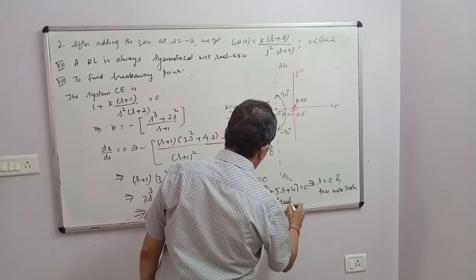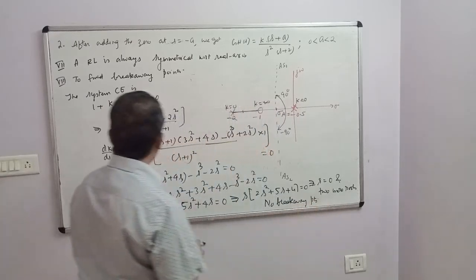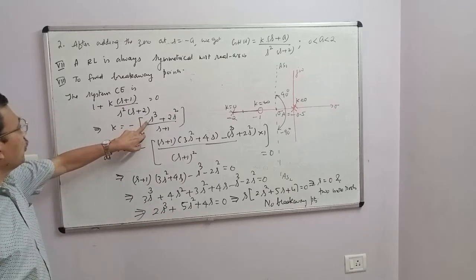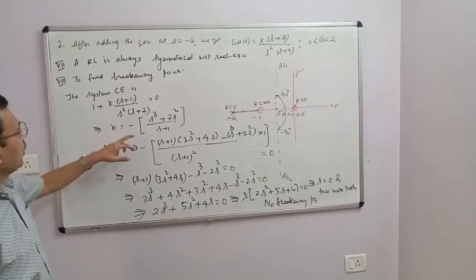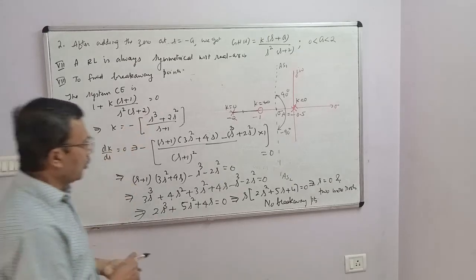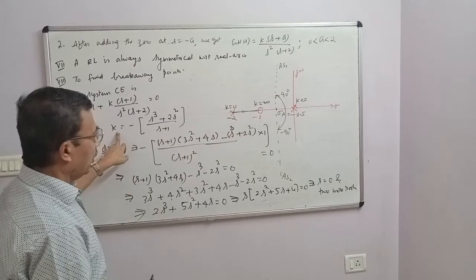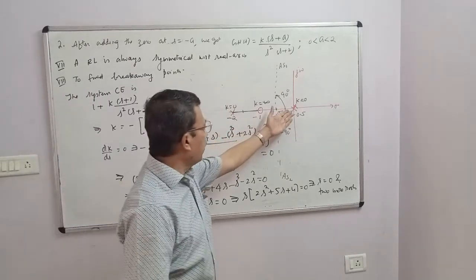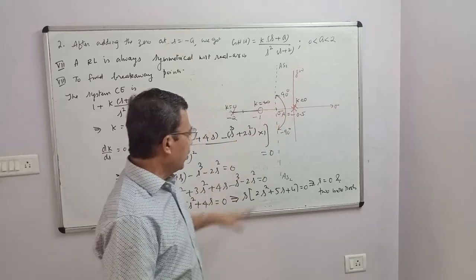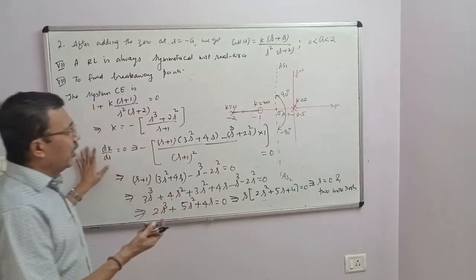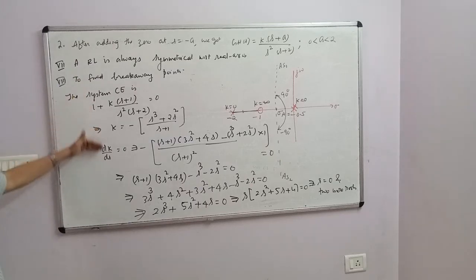No breakaway points. If you put s equal to 0 here, 0 cube is 0, 0, 0 plus 1, so you are left with 0 by 1, which is 0. So k will be 0 at s equal to 0. That means at the origin itself, both the poles are present. Therefore, what we understand is this calculation is redundant, not required for doing the solution.